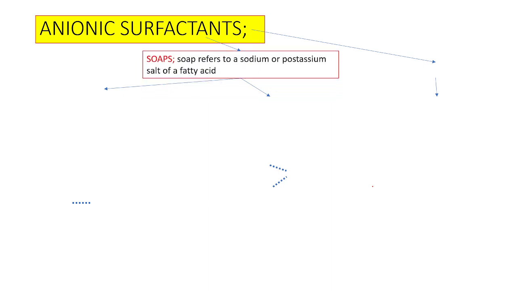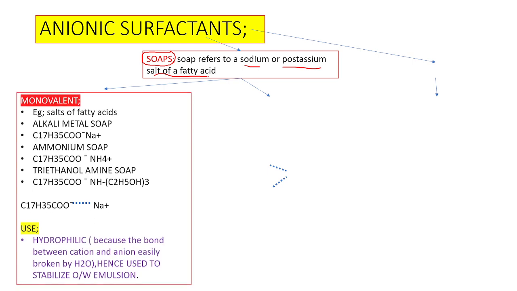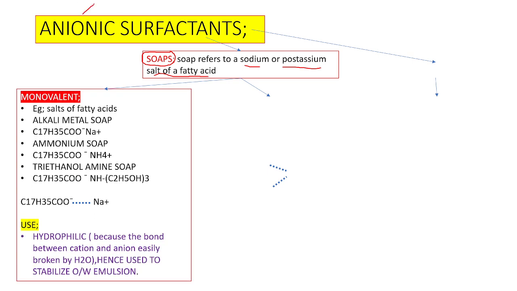Now, anionic surfactants. What are the examples of anionic surfactants? Nothing but soaps. Soaps refer to the sodium or potassium salts of fatty acid. Already we have discussed this under the HLB scale. Now, monovalent soaps are of two types. Monovalent means they contain sodium, ammonium, or potassium. All these are the monovalent soaps.